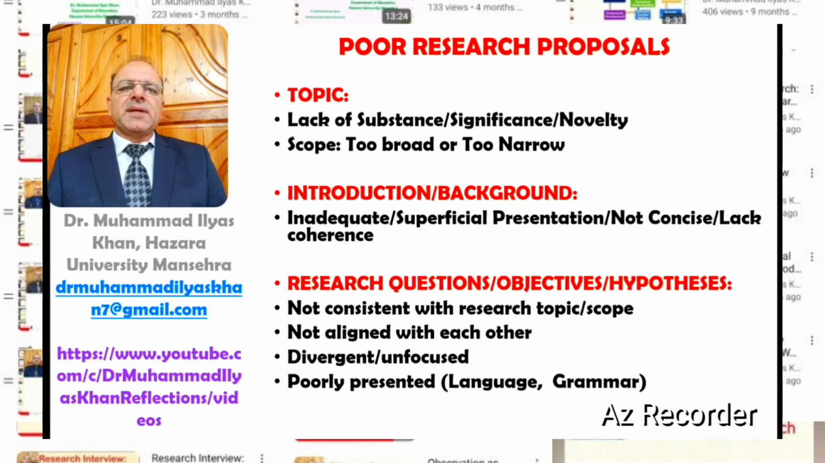In many cases, the hypotheses are not representing the research topic or the research questions. Again, in some cases, the research questions or hypotheses or objectives are divergent, and so they are not focused. One research question is aimed at exploring one thing, while the other one is aimed at exploring something very different or not in line with the requirements of the topic. So divergence and non-focus of the research questions, objectives or hypotheses is another characteristic of poor research proposals.